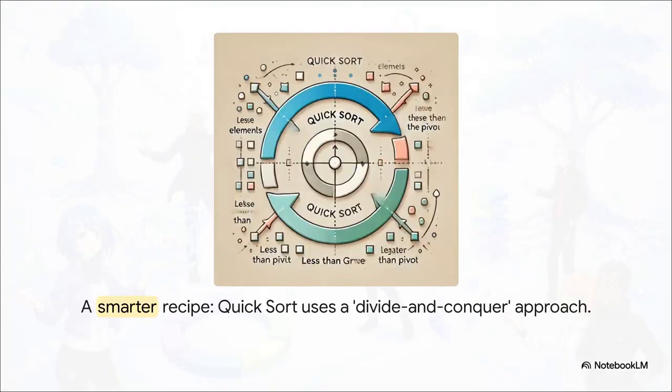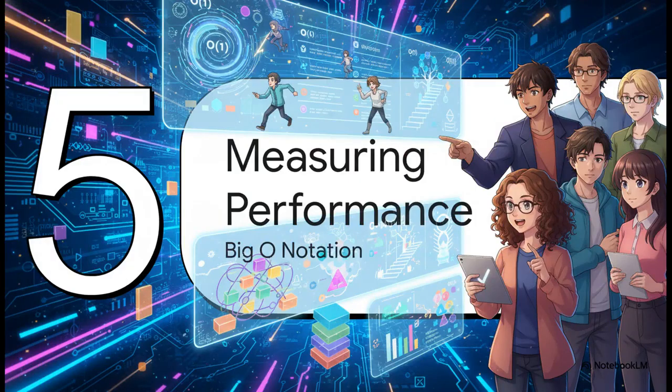But now check this out. This is a much smarter recipe: quick sort. It uses this really clever strategy called divide and conquer. So instead of comparing every single thing one by one, it picks one item as a reference point, a pivot, and in one go, it splits the whole list into 2 smaller piles, everything less than the pivot and everything greater. It just keeps breaking the problem down into smaller and smaller pieces until it's solved. It's brilliant.